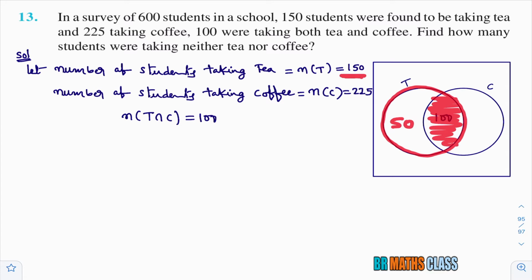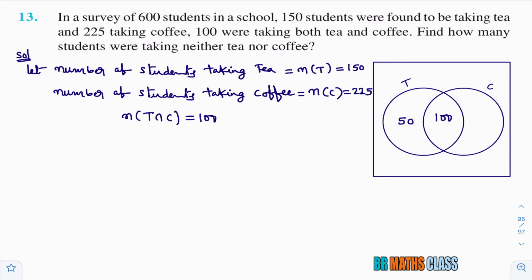I hope you are understanding. So the number of people who are taking tea only, if that is the question, then the answer is 50. From this 150 you need to remove 100, you will get 50.